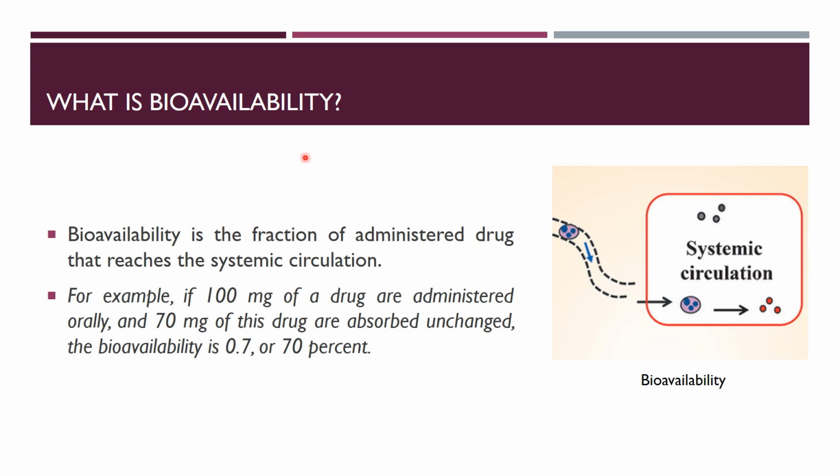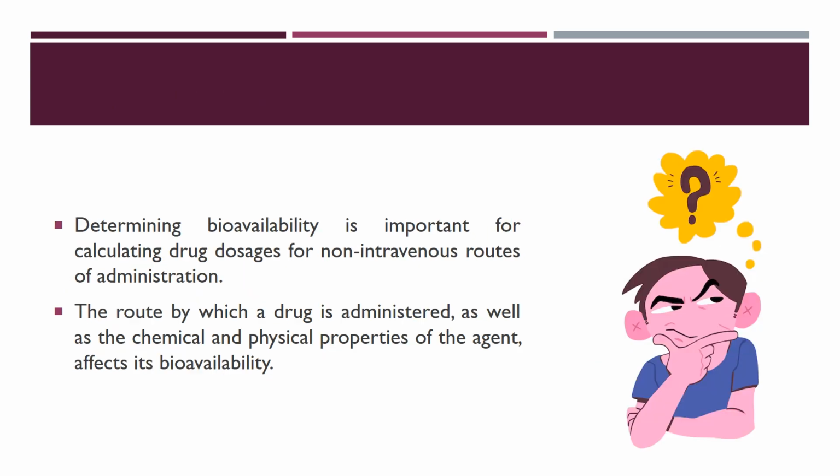What is bioavailability? Bioavailability is the fraction of administered drug that reaches the systemic circulation. For example, if 100 mg of a drug are administered orally and 70 mg of this drug are absorbed unchanged, the bioavailability is 0.7 or 70%.